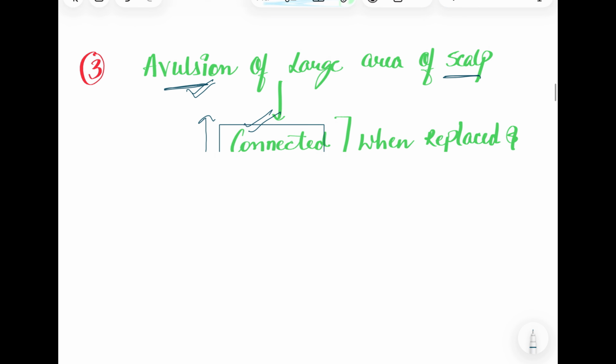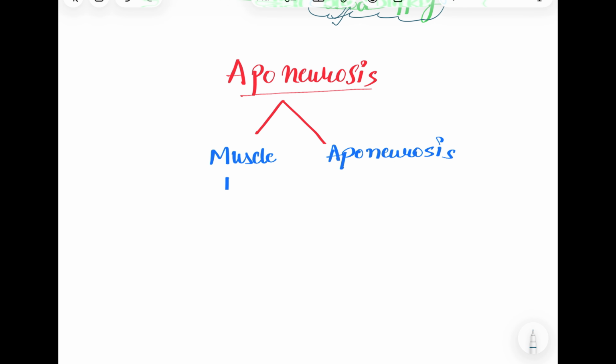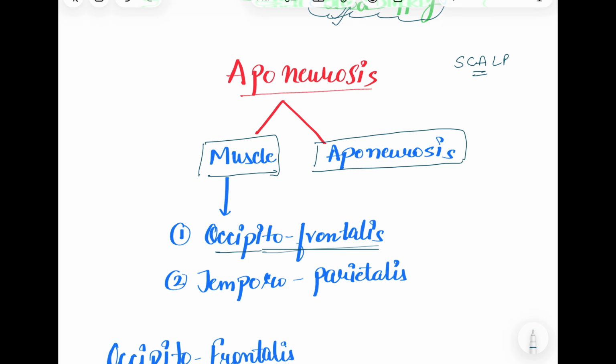Now taking over your third layer, which is your aponeurosis. So CALP, we'll be talking of A over here. The aponeurosis layer has got two parts. One is the muscle which is present in this layer. The other is the aponeurosis of that muscle. We'll be talking of two muscles over here, that is the Occipitofrontalis muscle and the temporoparietalis muscle, and the aponeurosis is the Galea Aponeurotica.